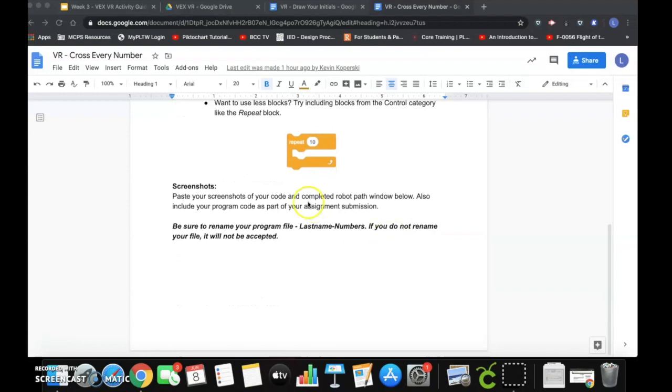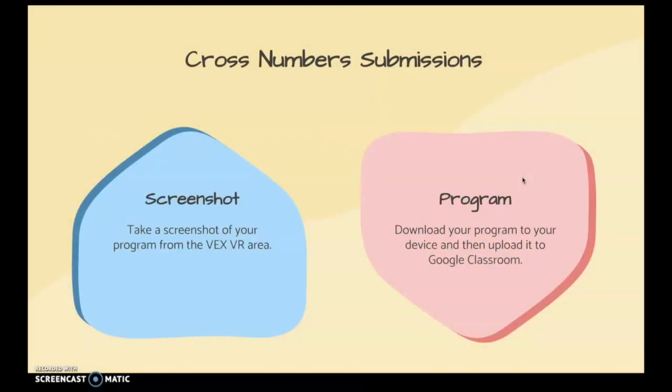Now, you'll also need to include screenshots of your code and your completed robot path in the window below. And you may have to make sure that you include your program code as part of the assignment submission by downloading the program and making sure that you rename it appropriately. All right, so now for your cross number submission, of course, the screenshot and that downloaded program.